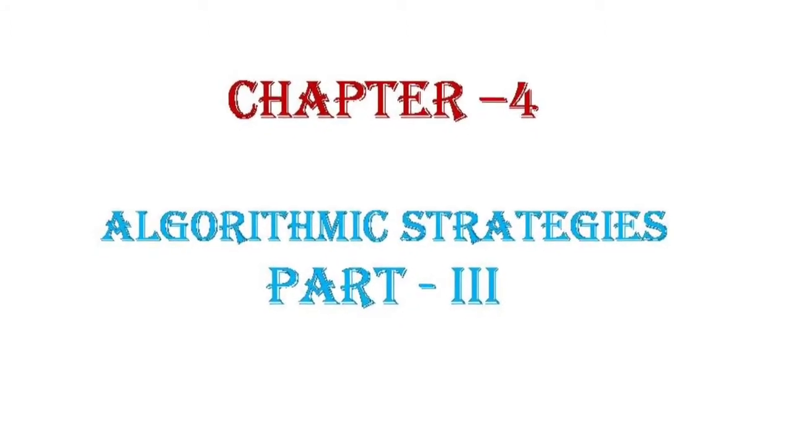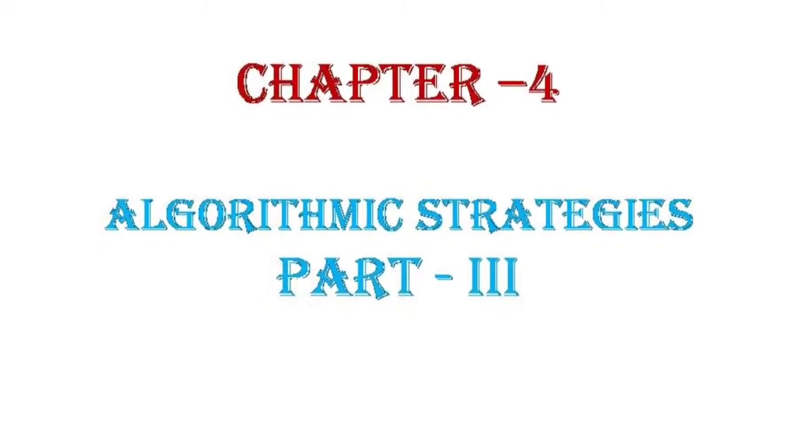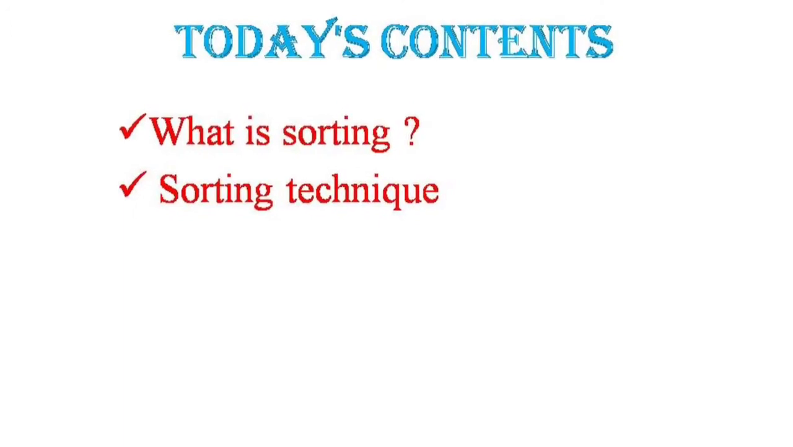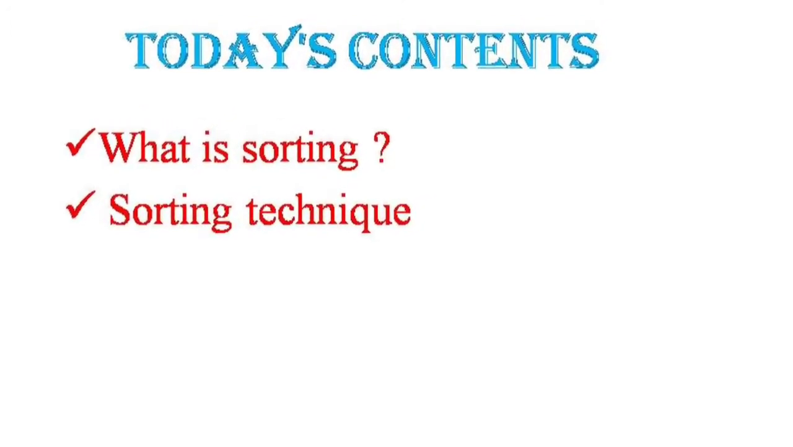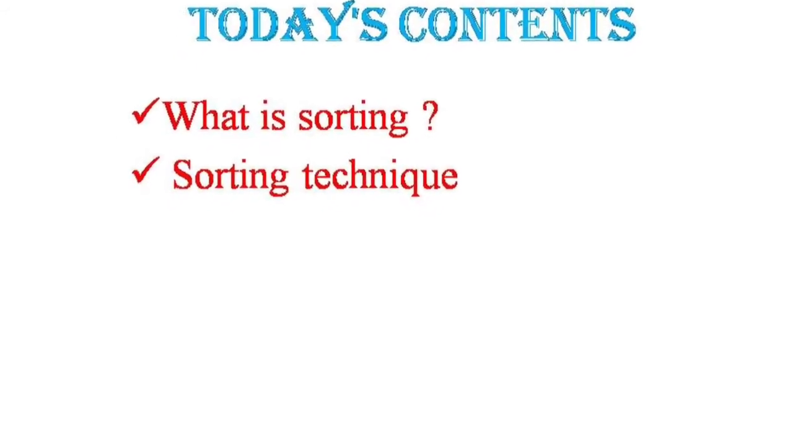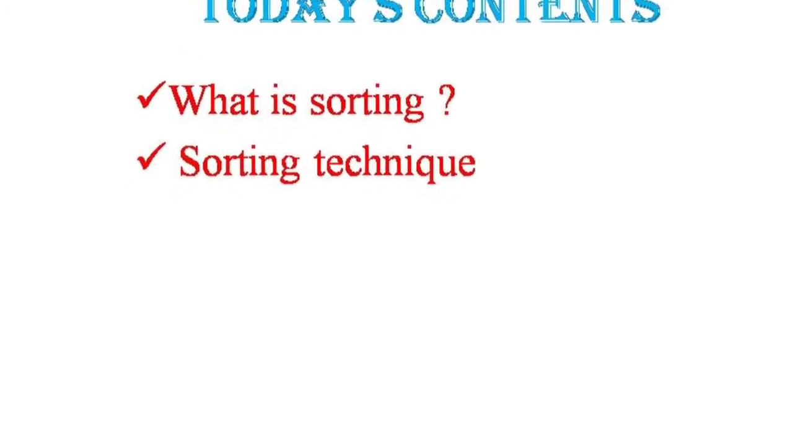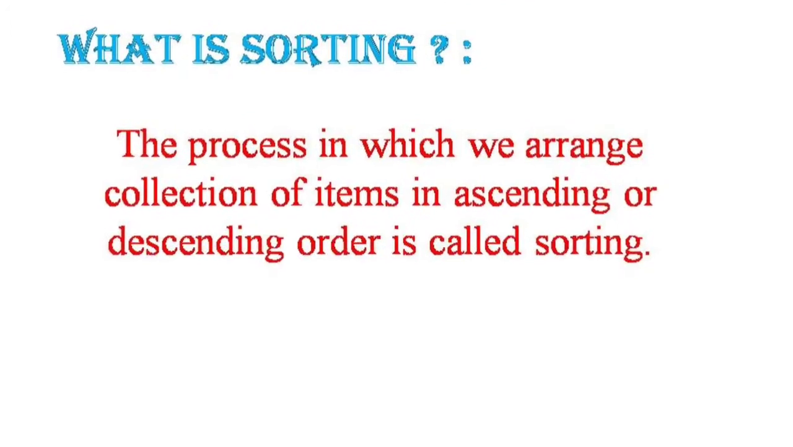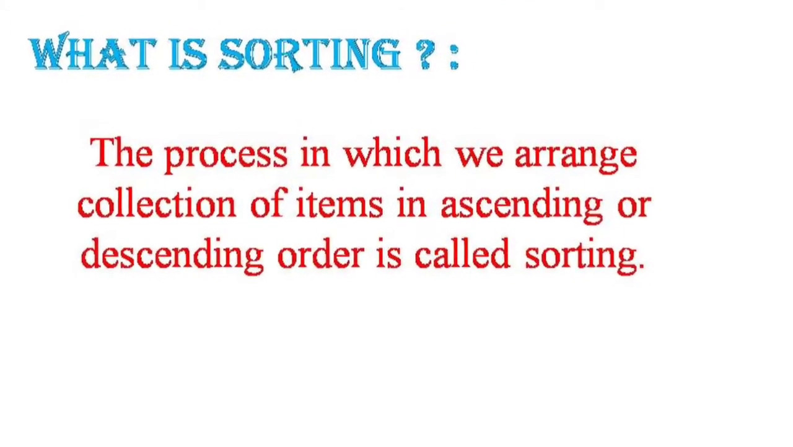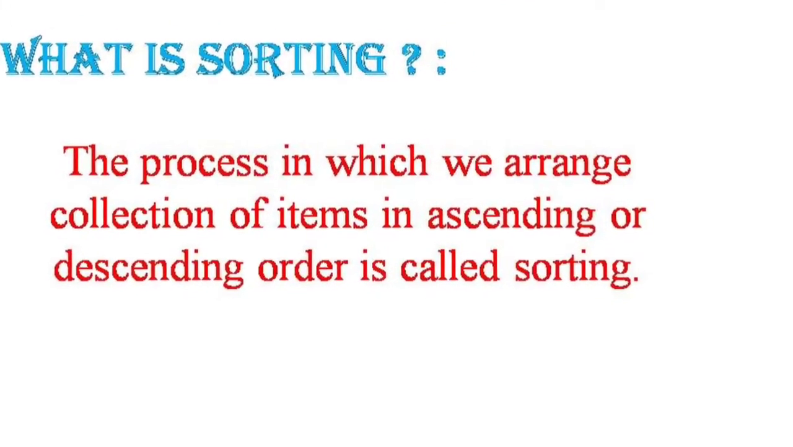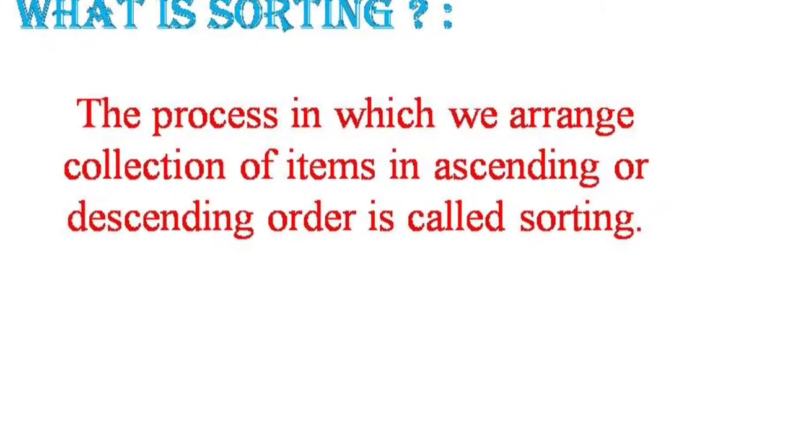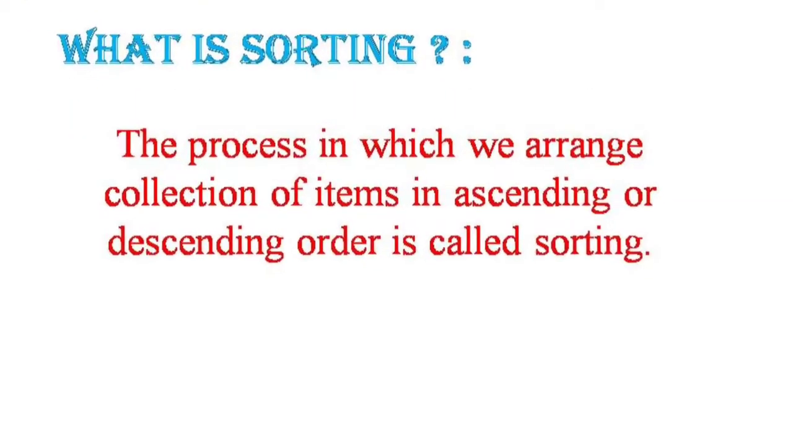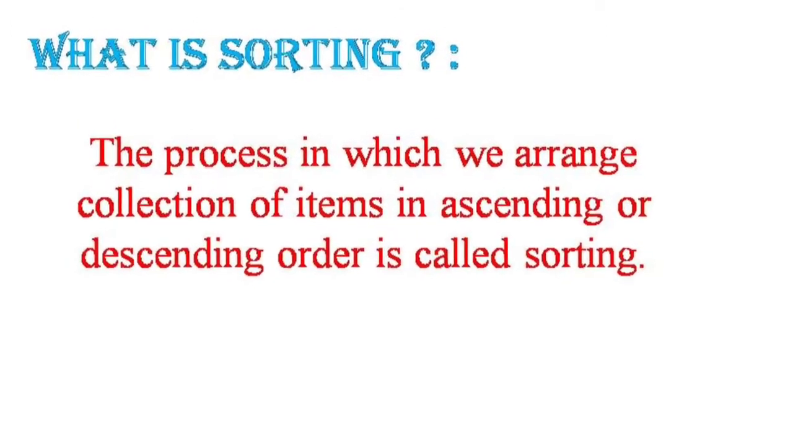Today we will continue with chapter 4, Algorithmic Strategies. Today's content is what is sorting and sorting techniques. What is sorting? The process in which we arrange a collection of items in ascending or descending order is called sorting.